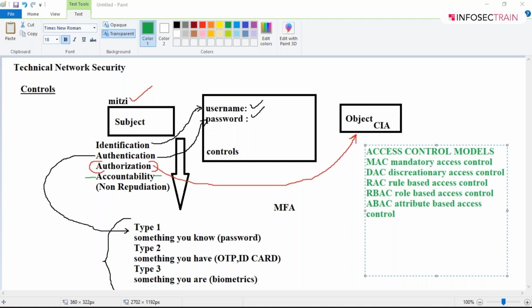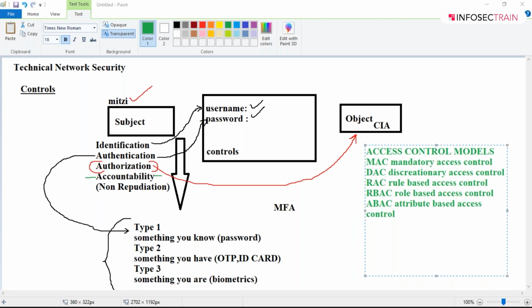Whereas in discretionary access control, guys, let's suppose I'm the administrator. I provided the access rights to Sharif. So further, Sharif can decide whether those access rights can be given to Mitzi or not. That is discretionary access control, right? Then we have rule-based access control. Rule-based access control means that depending upon the time of the day and the geographical location, the access rights will be given.